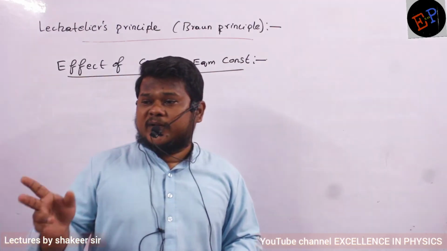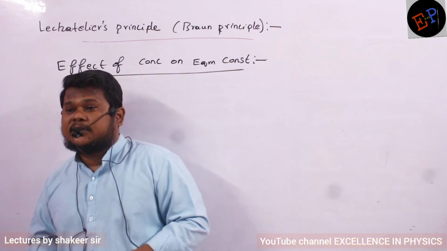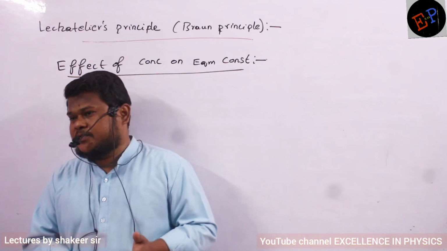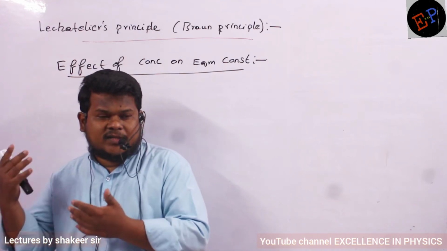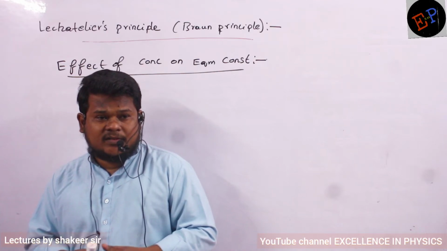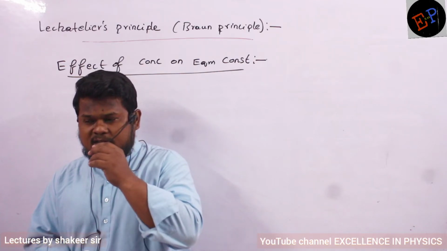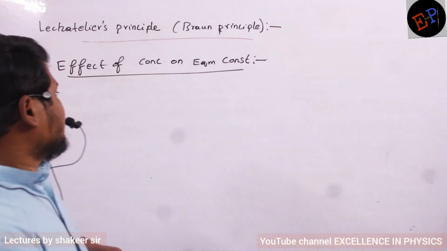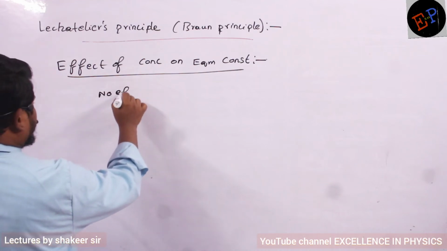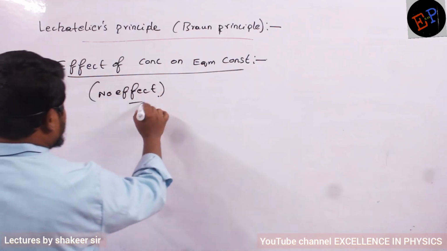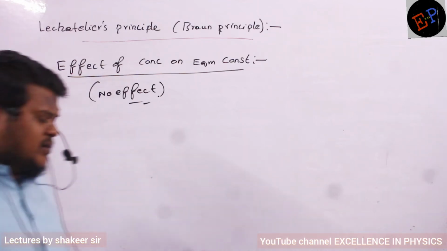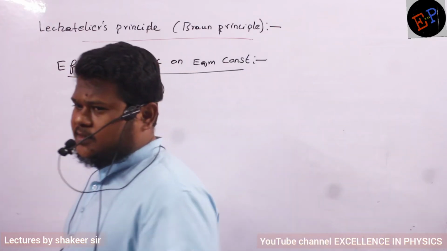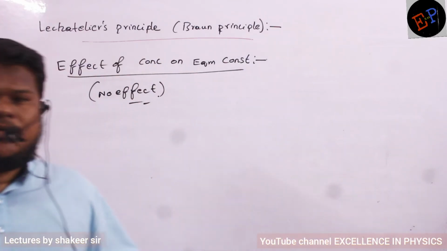So what is the effect of concentration on equilibrium constant? Equilibrium constant depends on how many factors? Two factors. What are they? One is temperature and the second one is stoichiometric coefficients. This is what we have studied. So what is the effect of concentration on equilibrium constant? No effect. Whatever may be the change in concentration, the equilibrium constant will never change. This is the point which you should remember. So write down: no effect of concentration on equilibrium constant, because equilibrium constant depends only on two factors. One is temperature and the second one is stoichiometric coefficients. That's what we have discussed.